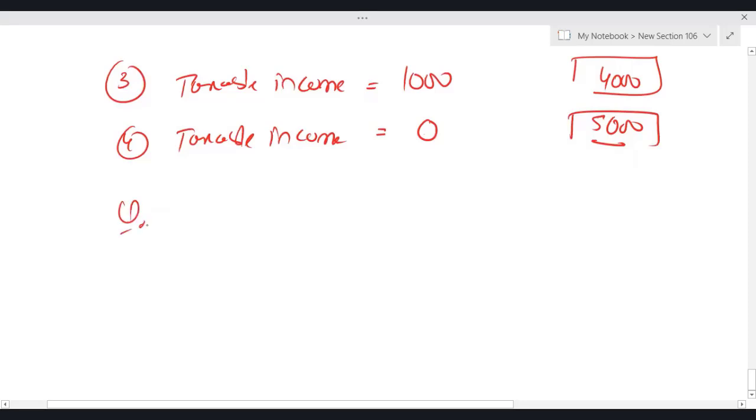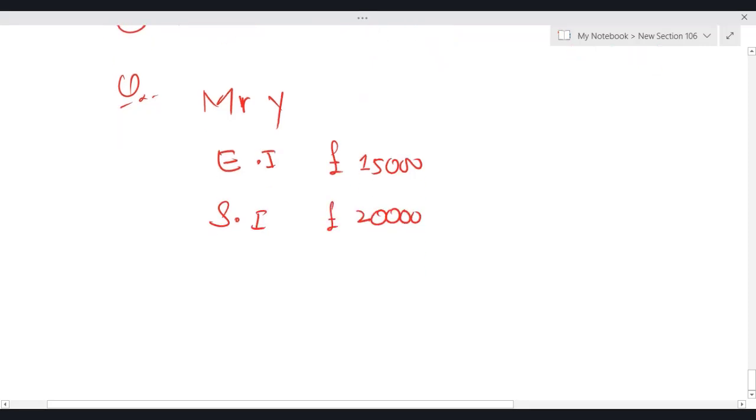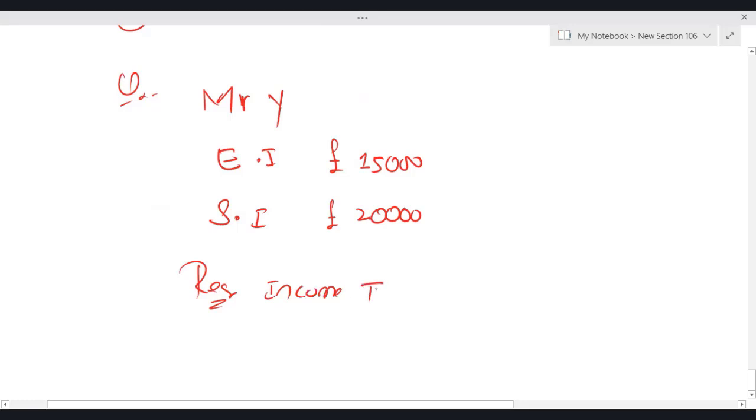For example, Mr. Y, assuming employment income is, I'm just assuming, let's say 15,000. And saving income is the interest income, let's say it is 20,000. Required: income tax liability. I really want every one of you to attempt this question and give me an answer, please. Employment income is 15,000, saving income is 20,000. I need you to calculate income tax liability. Please try whatever you think is correct.